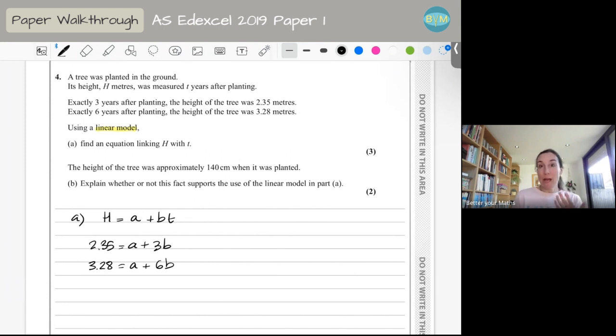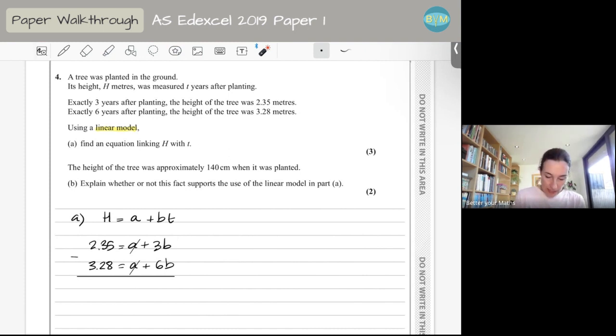How you solve them is up to you. If you use the calculator, you still have to show some working out. I'm going to subtract them so I can get rid of the A's. I'm going to subtract this one minus this one, so I don't have negative things.